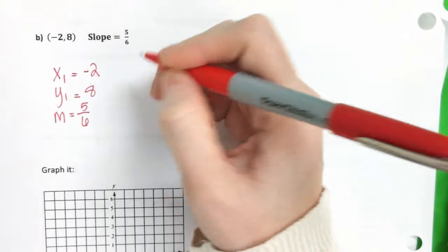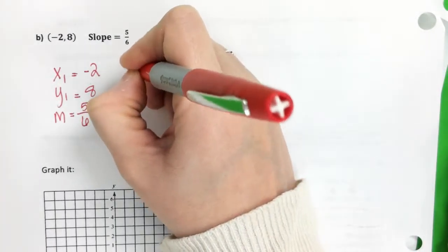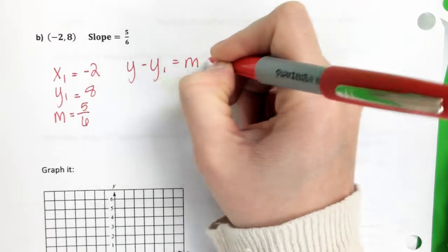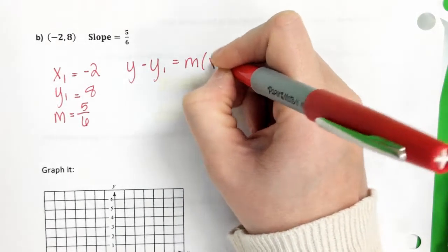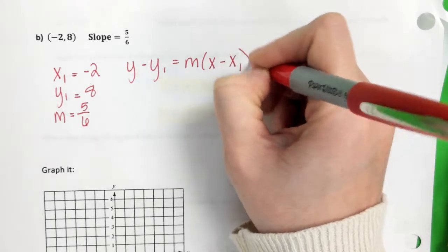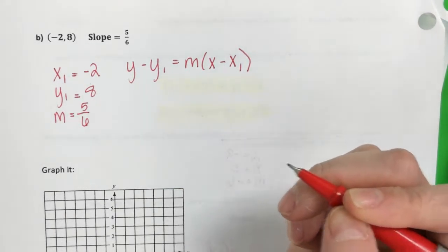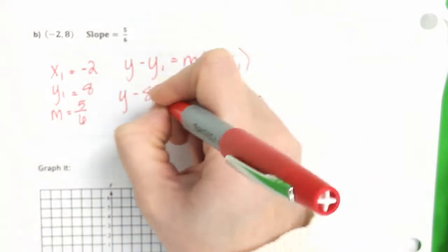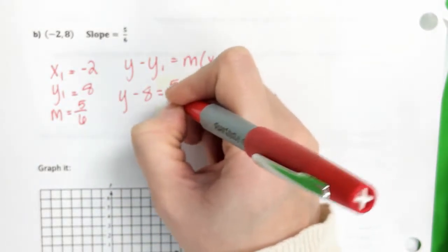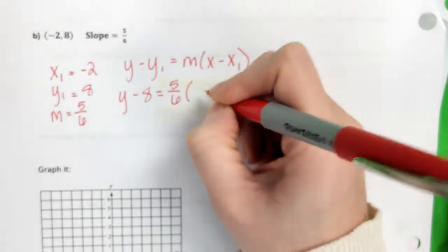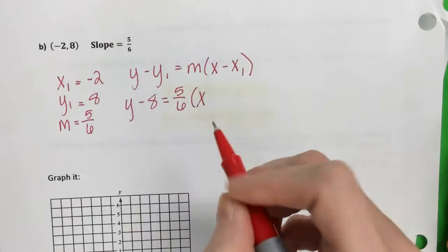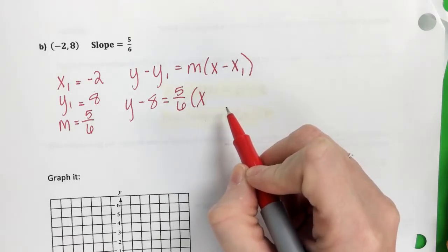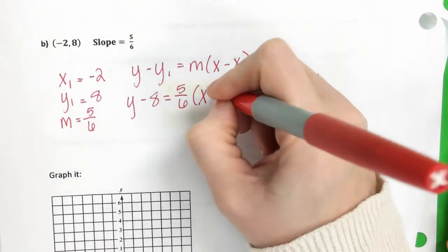I recommend writing your equation down first, just so you make sure you plug everything in correctly. Pay attention to that. This is subtraction. So we have y minus 8 equals 5/6 times x, and then what goes right here? Plus 2.